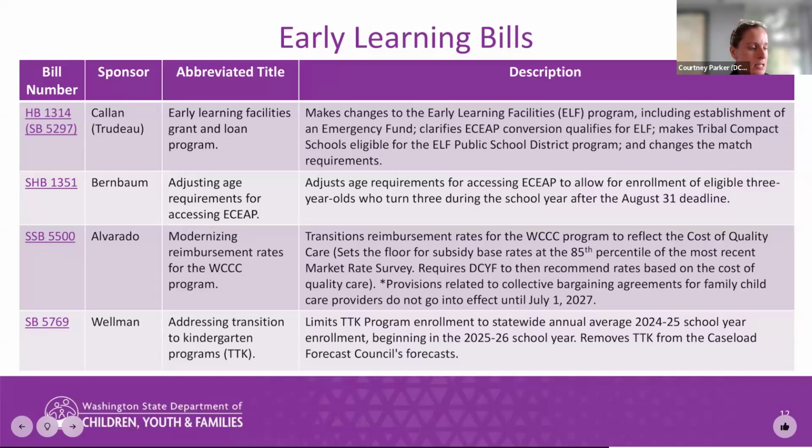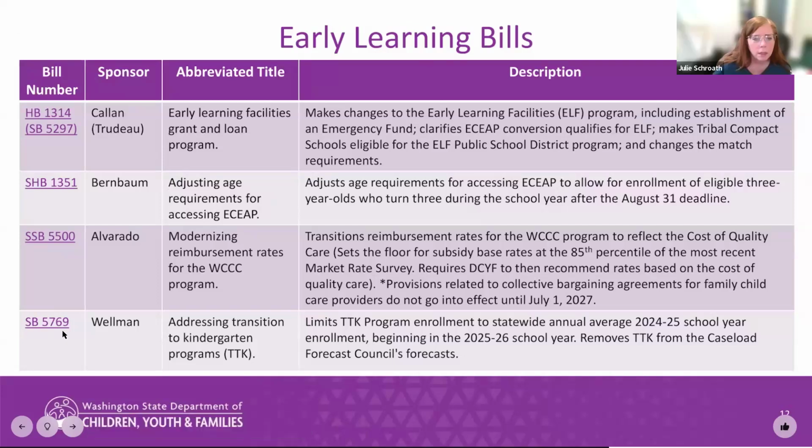The next bill is Substitute House Bill 1351, which is also moving and adjusts age requirements for accessing ECAP. This next one, Substitute Senate Bill 5500, is actually no longer moving as of Monday. So one that we need to take out of this list, but one that we will hopefully see more contemplative work on in the future. And then we see Senate Bill 5769 addressing transition to kindergarten programs, and one that we are tracking as we know that TTK is part of the early learning landscape.